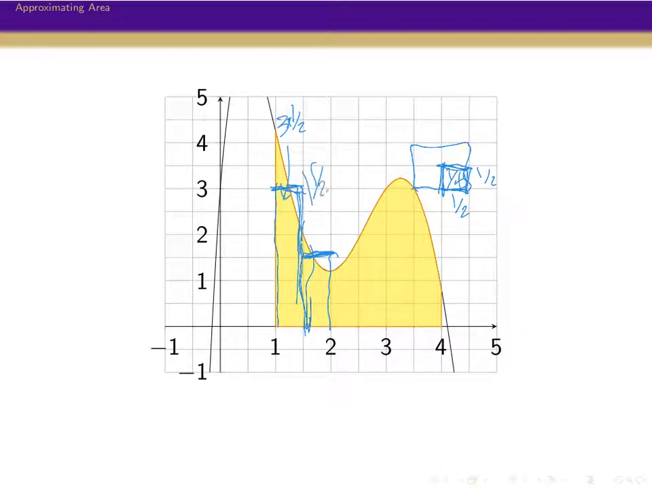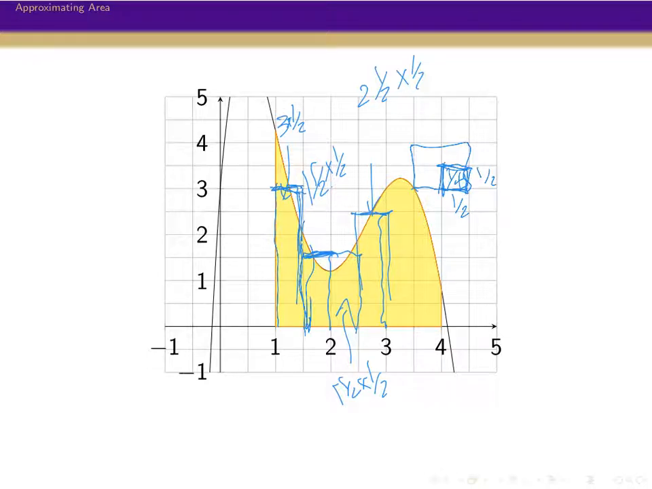1.5 by 1/2. Maybe we say the same thing for that one. So that's another 1.5 by 1/2. And so maybe for the height for this one, we'll pick that height right there. So that would be about 2.5 by 1/2.